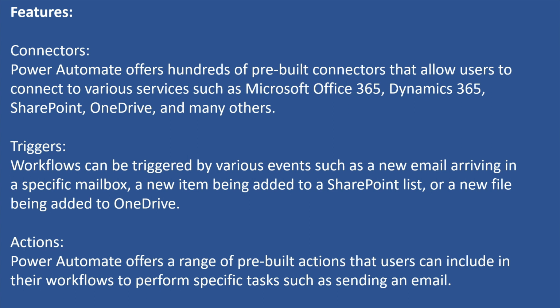Let's speak about the features of Power Automate. We have connectors, triggers, and actions. A connector is a bridge between the services and your Power Automate. It could be SharePoint, OneDrive, Teams, Facebook, Twitter, or any other services. A trigger is an event which allows your workflow to start, maybe creating an item in a SharePoint list, or updating a file in a SharePoint library. Action: Power Automate offers a variety and a range of pre-built actions that users can include in their workflows, which we will be seeing in a moment.